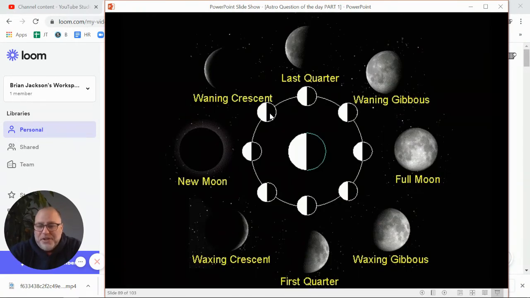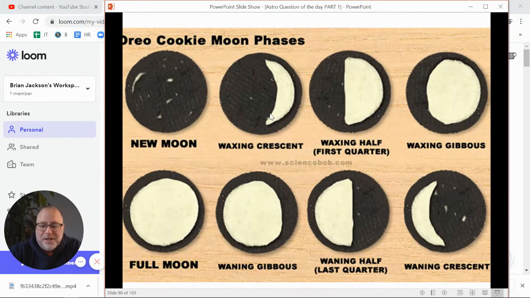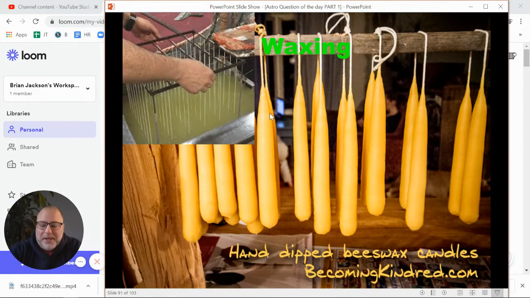But you want to know all the different phases that are going on there. Here's one of my personal favorite ways if you want to study this: the Oreo cookie way, right? You could try, as a little way of studying the phases of the moon, to get some Oreo cookies and do a little bit of experimenting.